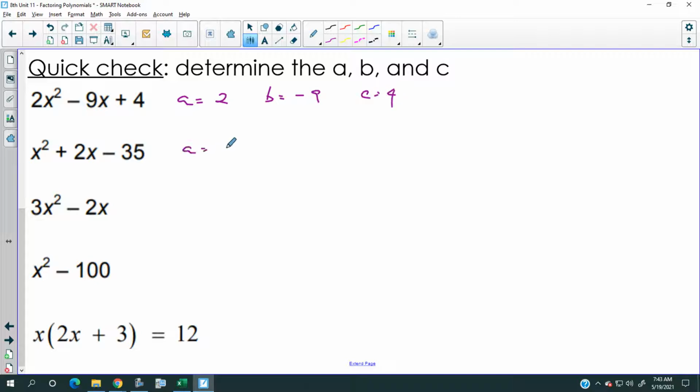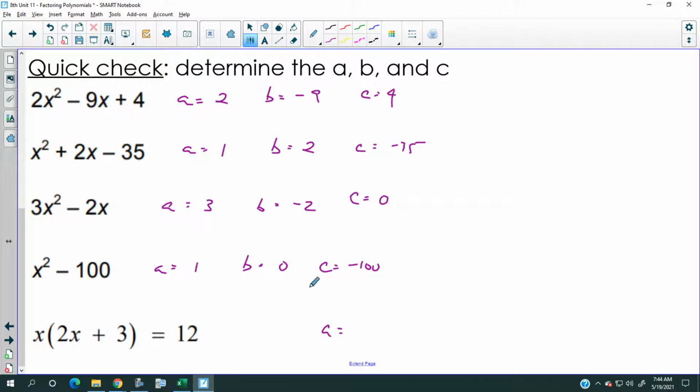What about this one? What's A? 1. What's B? 2. What's C? Yeah, -35. Now, what's A here? 3. What's B? -2, and what's C? 0. What's A here? 1. What's B? 0, because there's no X term. What's C? Yep, -100.